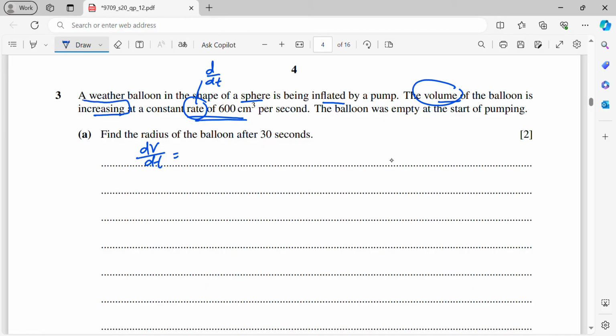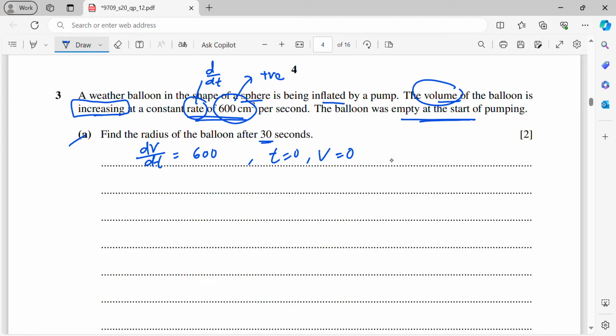And this word is very important. The increasing means this 600 is a positive value. Okay, if it is decreasing, then you have to times a minus. So I will write 600. Now the balloon was empty at the start of the pumping, means that t equals 0, right? The volume is 0.